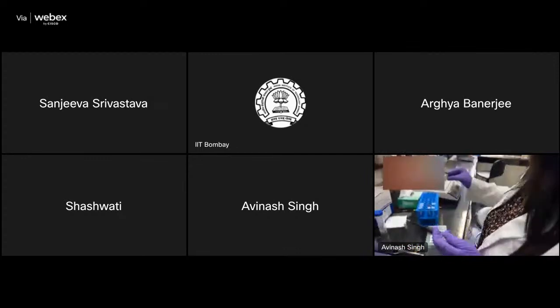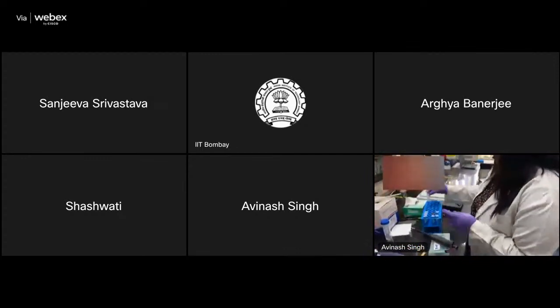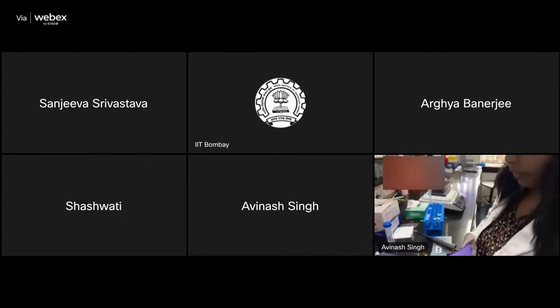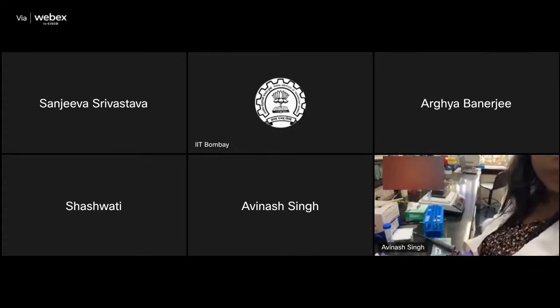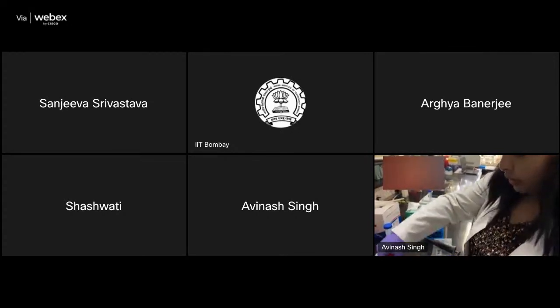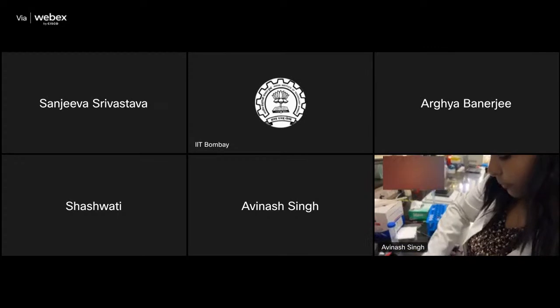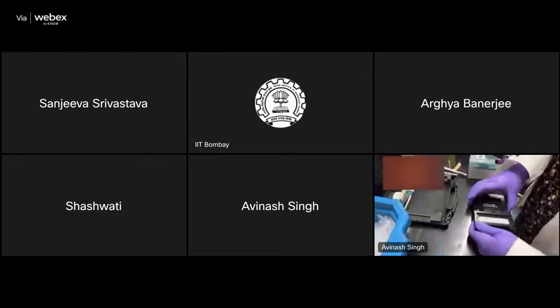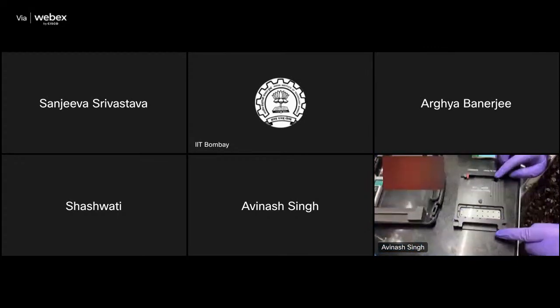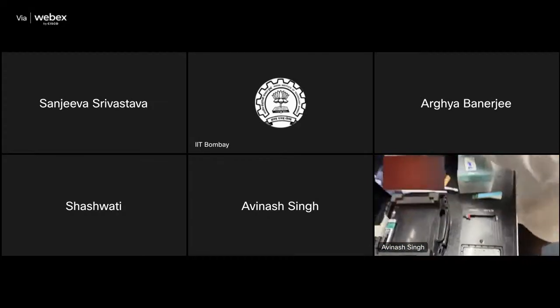Once that is done, we quantify the peptides after purification. So this is the plate that we use for peptide quantification. This is a μDrop, Thermo Scientific μDrop plate we use for peptide quantification.